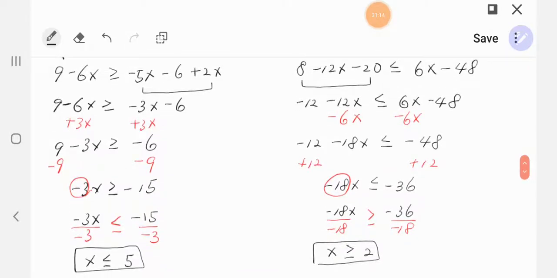Alright, this section is just, solving an inequality is 99% the same as solving equations. The only difference is when we divide or multiply the inequality by a negative number, what do we do? Flip the symbol. That's important. Okay, we are done for this section.